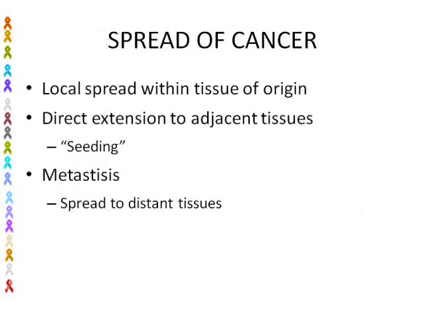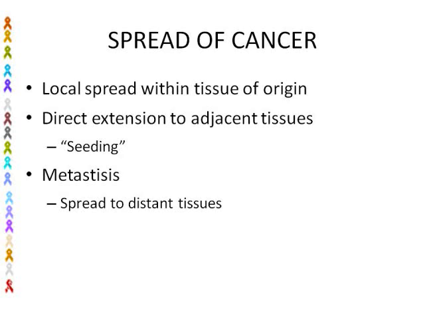Okay, the spread of cancer. How does it spread? It spreads multiple ways. First, it can spread locally and just stay within the tissue of origin. Some of those are benign, some of those are malignant. It can spread by direct extension to adjacent tissues. That means it moves out of the organ it's in, but it moves right next door. Those tumors are malignant. And this process of direct extension also includes seeding inside the peritoneal and pleural cavities.